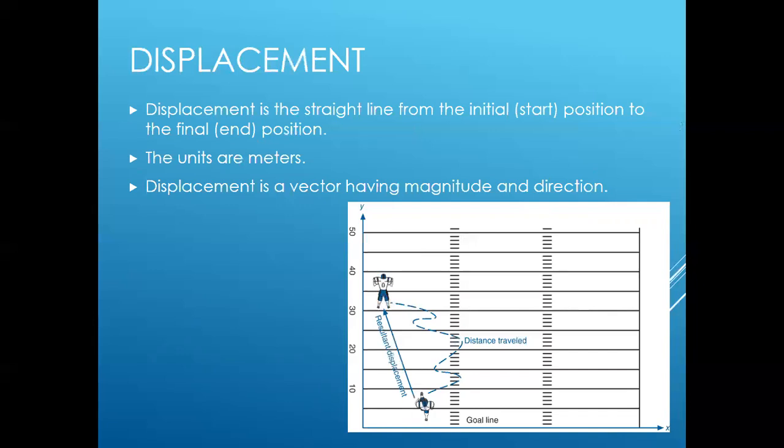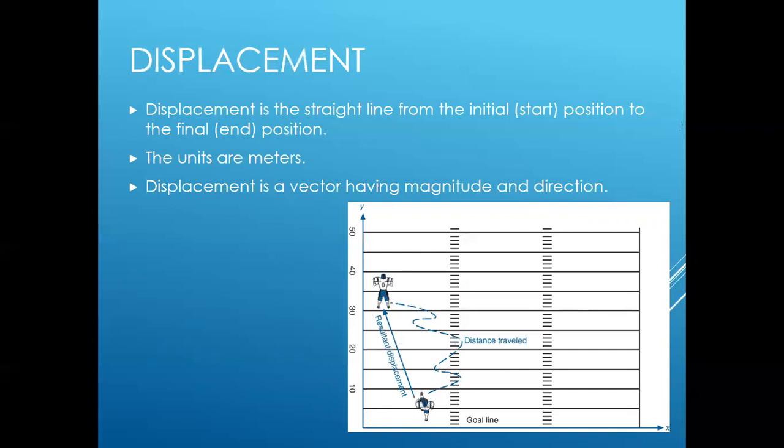about direction. So again, if we look at this picture of our football player, the distance traveled was that curved path. The displacement is the straight line path from point A to point B, from the initial position to the final position. Now, in football, this isn't even what's used, right?